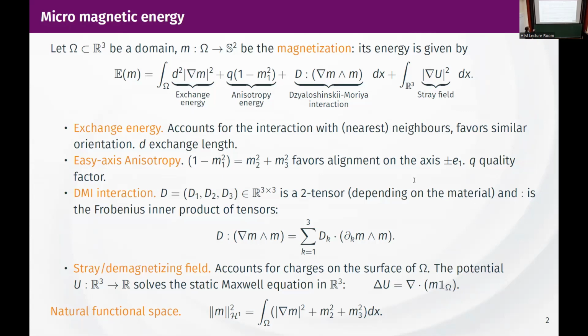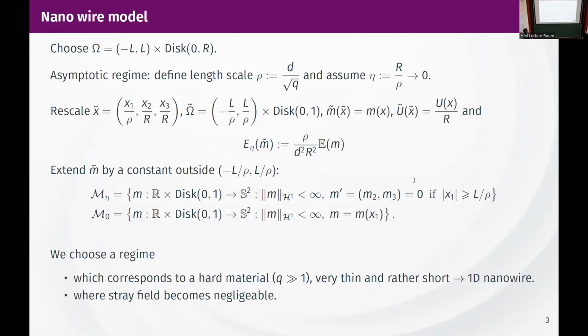When you see this, there is a natural energy space, which is the H1 dot norm, and M takes its values in the sphere, so actually 1 minus m1 squared is simply m2 squared plus m3 squared. As Matthias mentioned, there is no further square, and so this is the norm of the last two components of the magnetization.